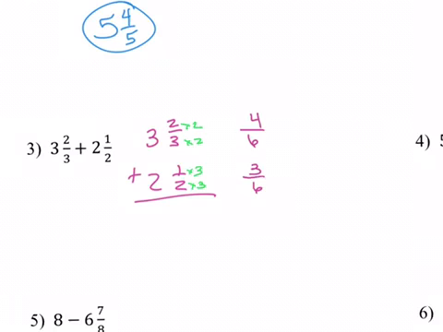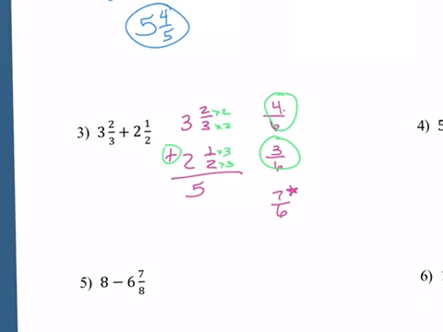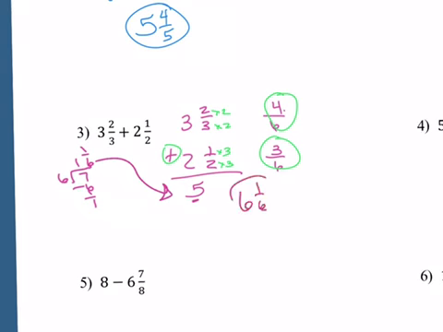And so when I go to add my fractions together, 4 plus 3 is 7 over 6. And then that 3 plus 2 is 5. But this is improper. So I'm going to turn that into a mixed number before I go and add it back to that 5. So 7 divided by 6 is 1 and 1/6. So if this turns into 1 and 1/6, I'm going to combine it with that 5. So 5 plus 1 is 6 and 1/6.